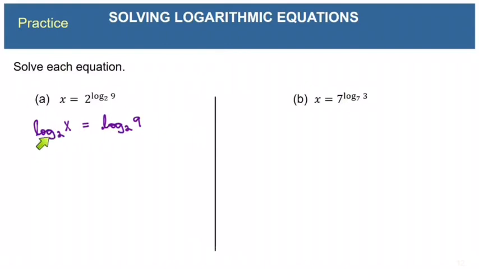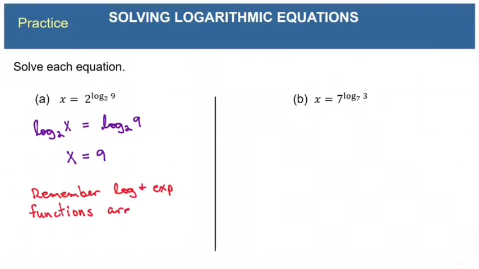Now you can see that we have logs on both sides. So if it says log base 2 of x equals log base 2 of 9, then it must be true that x is the same as 9. So that's our solution, x equals 9. And not only that, but it gets a little better. We can kind of take a shortcut here.